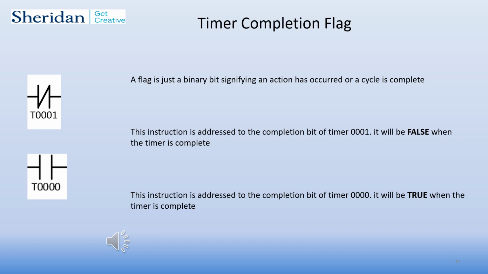The instruction address to the completion bit of a timer, as an example, the one shown on the top there, T0001, will actually become false when the timer is completed, as opposed to the one that's addressed there as T0000. That one will become true when the timer is complete.